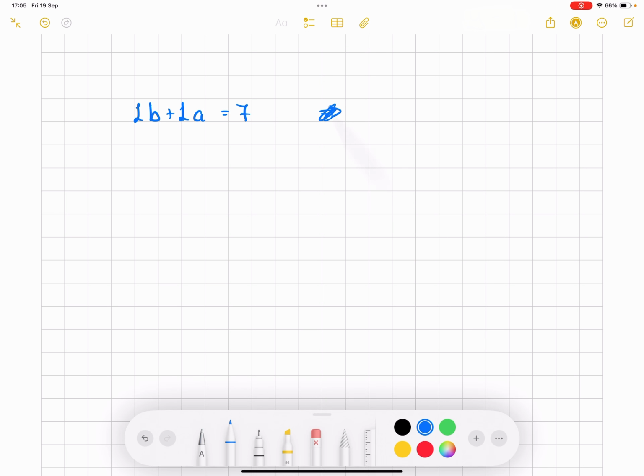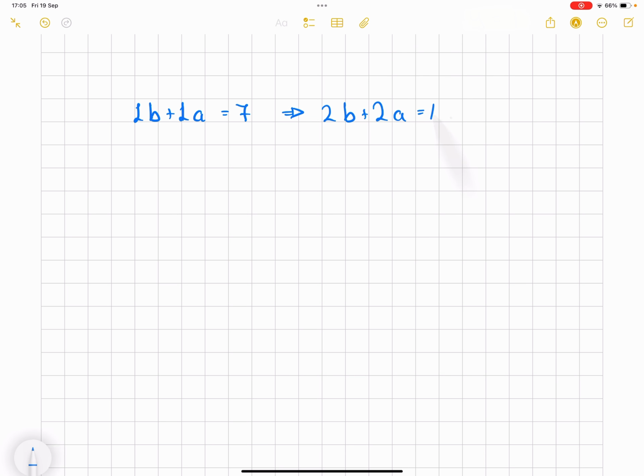But if I was in that same fruit shop or vegetable shop or whatever, wherever I was getting these apples and bananas, if I doubled everything, I'd expect that 2B plus 2A should be equal to, and again, try and guess that number, and I'm going to say it's 14. So it should be double the answer. So if I double everything, it should be double the answer.